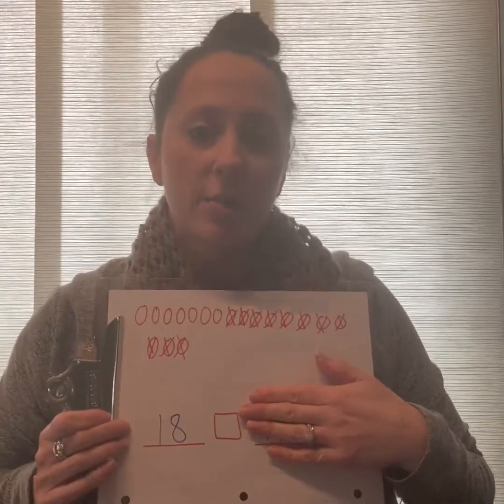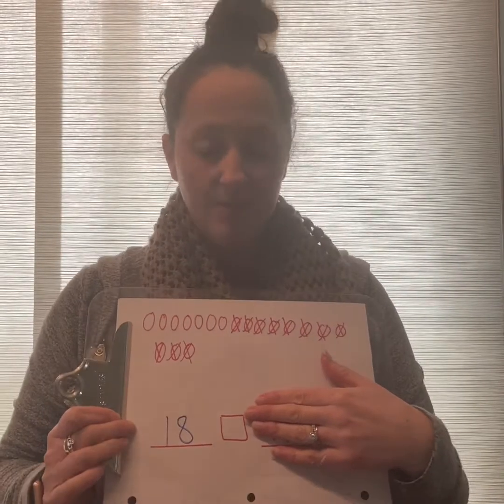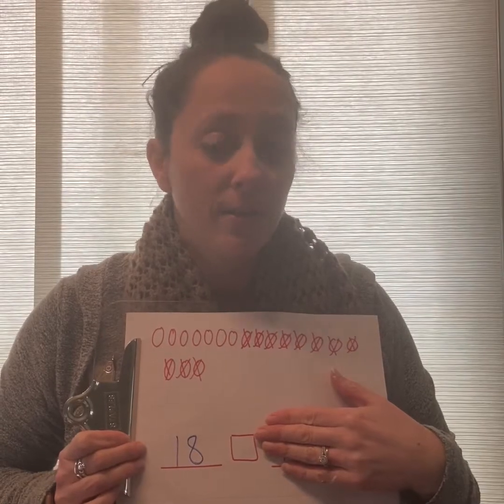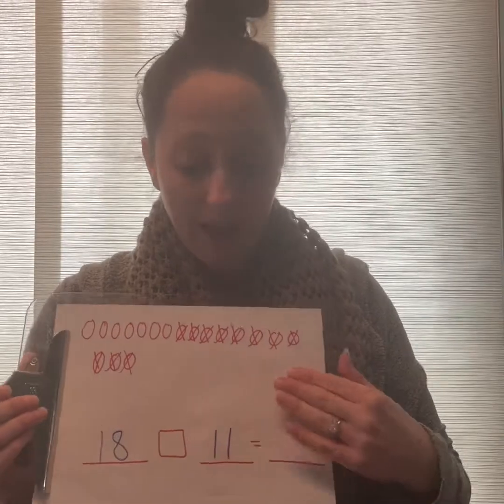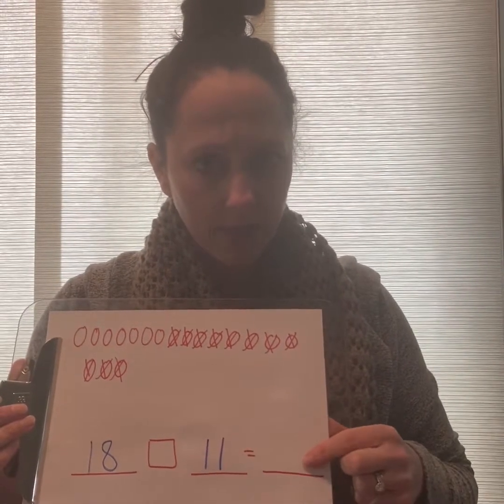Okay, so I got started. So Lincoln started with 18 Army guys, right? That's how many we started with at the very beginning. How many Army guys fell on the floor? That's how many X's we have, right? That's 11. How many Army guys does Lincoln have left?